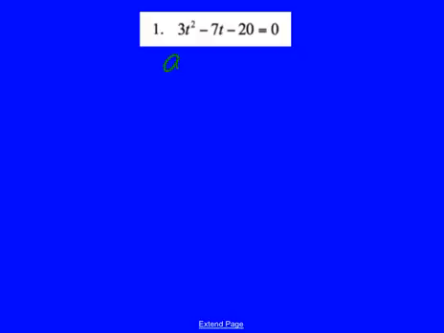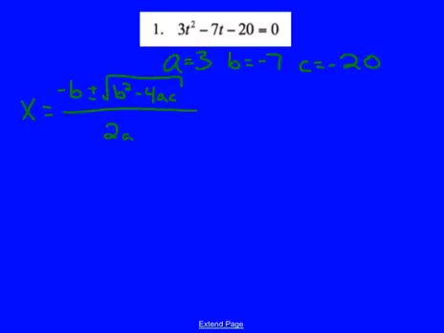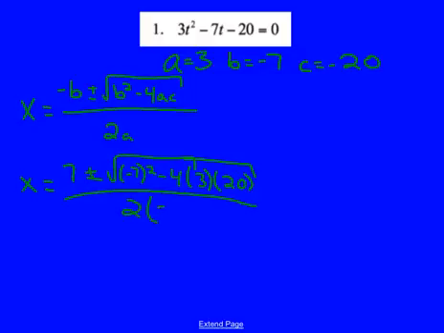Now, here's what we got. A equals 3, B equals negative 7, C equals negative 20. You should have that down. Now my big fancy equation: x equals negative b plus or minus the square root of b squared minus 4ac all divided by 2a. X equals negative b. So the negative of a negative 7 is a positive 7, plus or minus the square root of negative 7 squared, minus 4 times a, which is 3, times c, which is 20. Yep, that bar was big enough. Then 2 times a, which is 3.